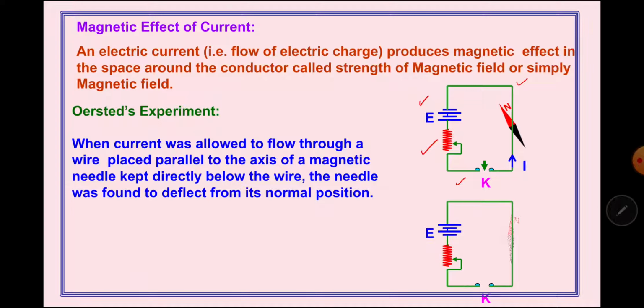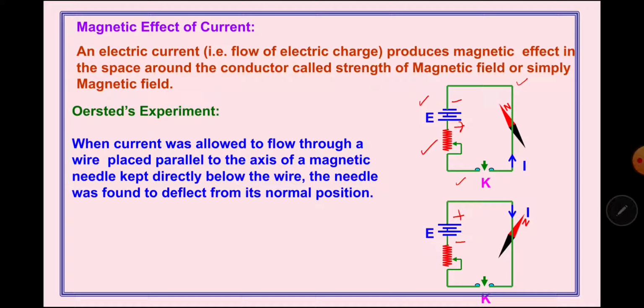Then this experiment was performed with a slightly different configuration. Now the polarities of the battery have been reversed. Students, when the polarities are reversed, we know the direction of the current in the external circuit will also change. So let us see what happens when the direction of current in the circuit has been reversed. Yes, so what did you see? You see that the deflection of the compass is now in the opposite direction.